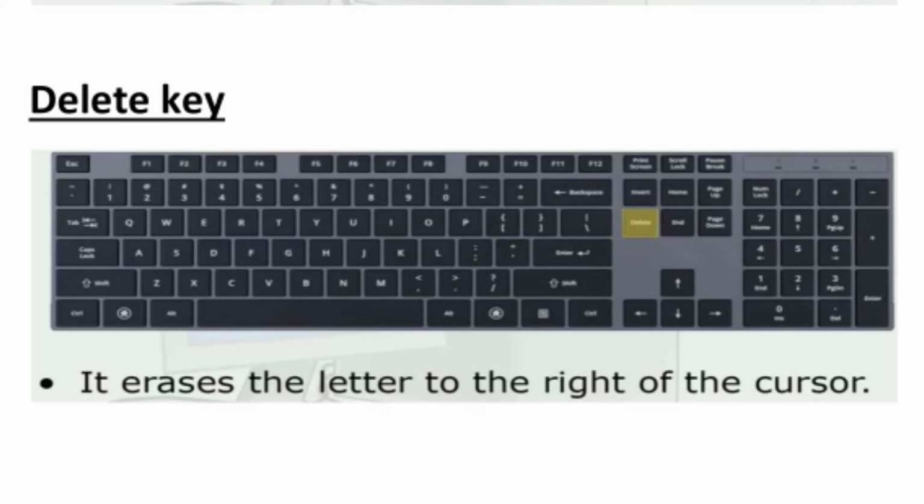Okay students, now we are going to know about delete key. Delete key is also known as eraser key. Why? Because this key erases the letters to the right of the cursor.